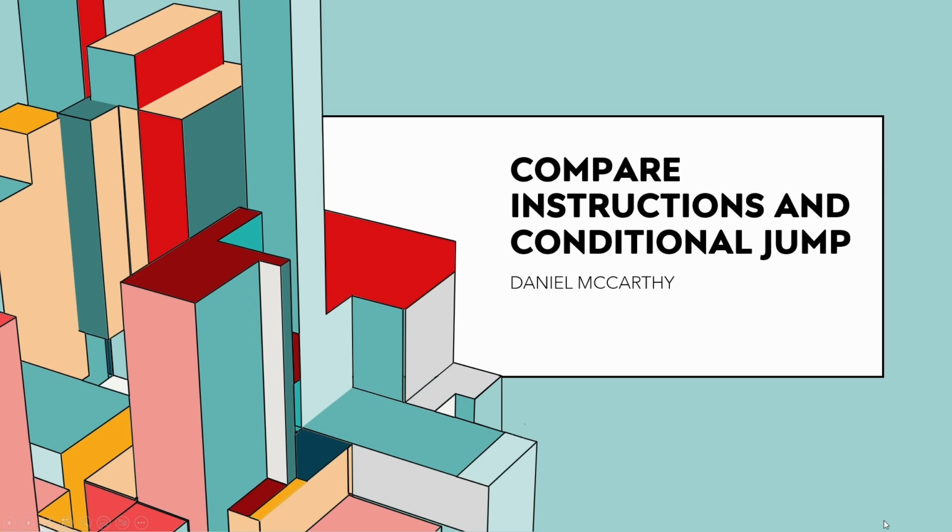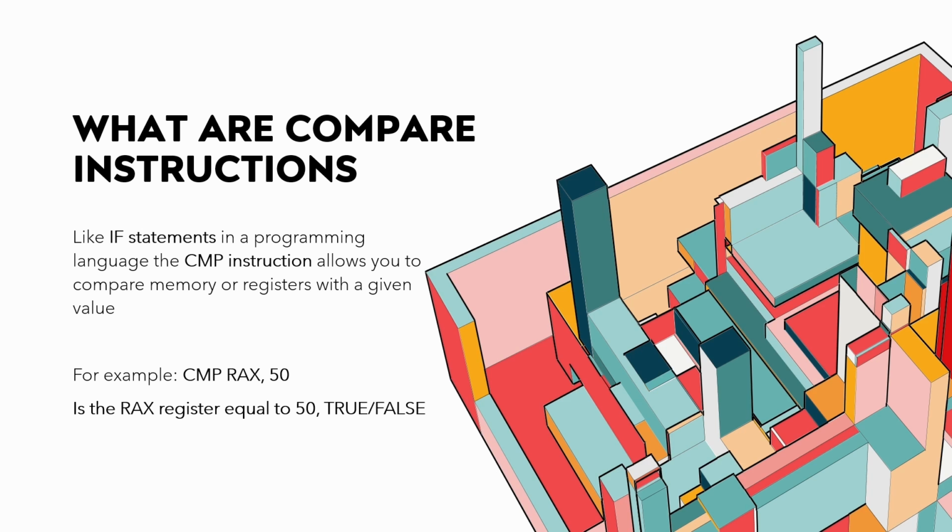Welcome everybody. In today's lesson we're going to discuss compare instructions and conditional jumps in the x64 Intel and AMD processors. So what are compare instructions? Well, when you want to ask this, you need to ask what if statements are. I'm sure a lot of you know what that is. So, you can say things like if x equals 50, for example, in languages like C.